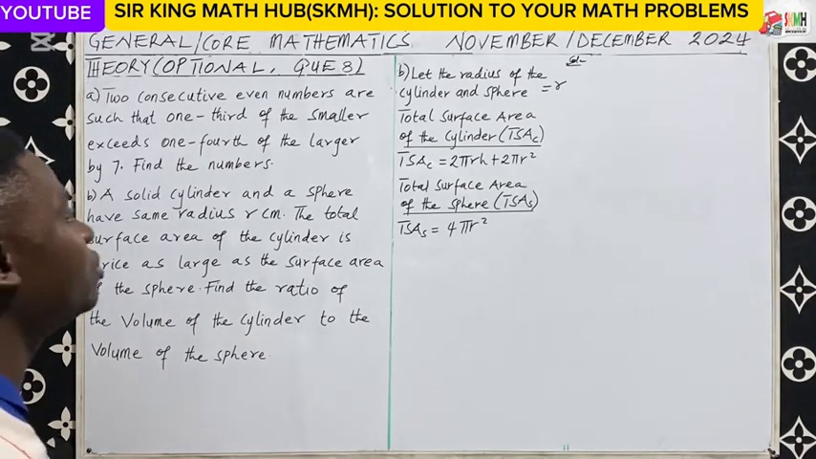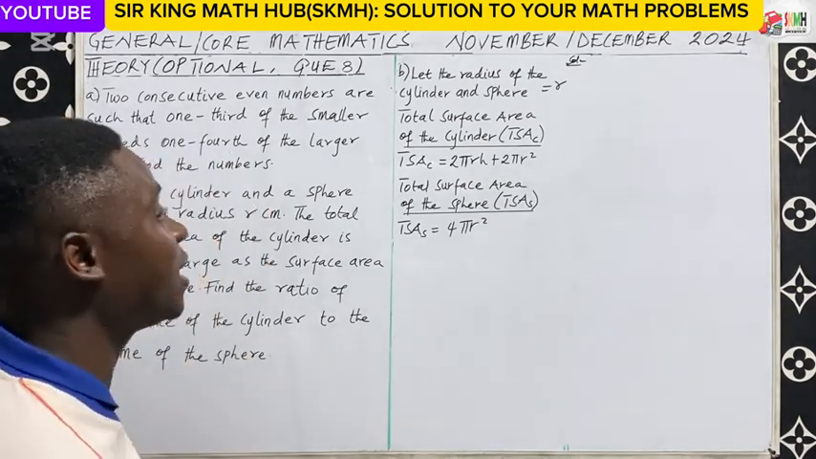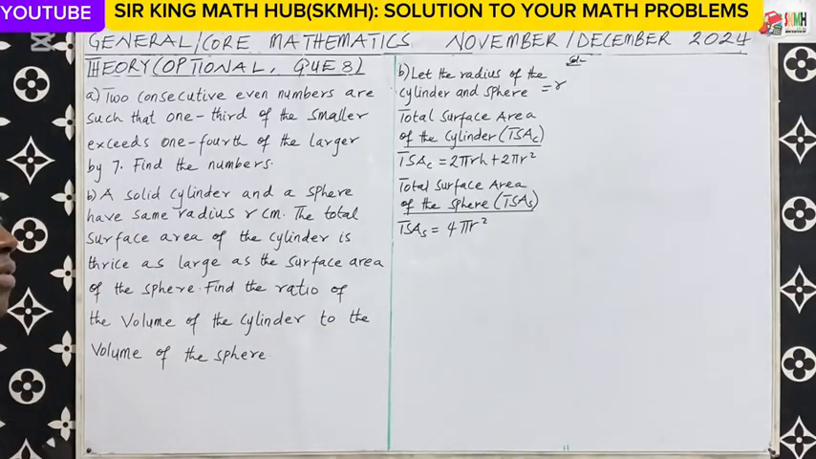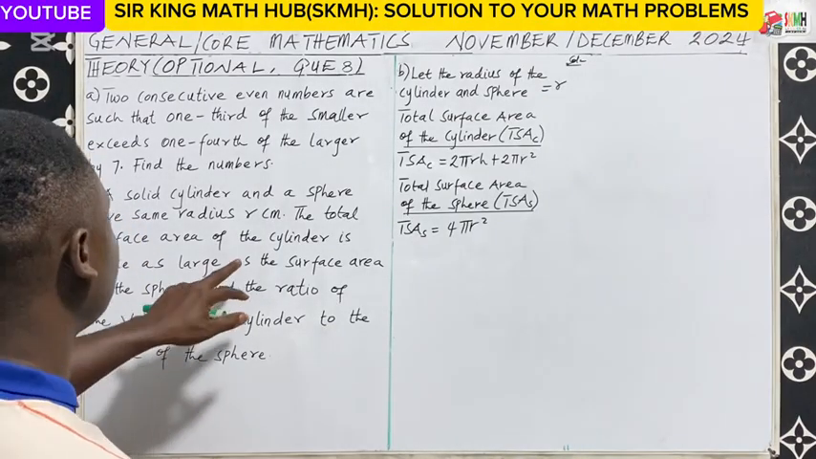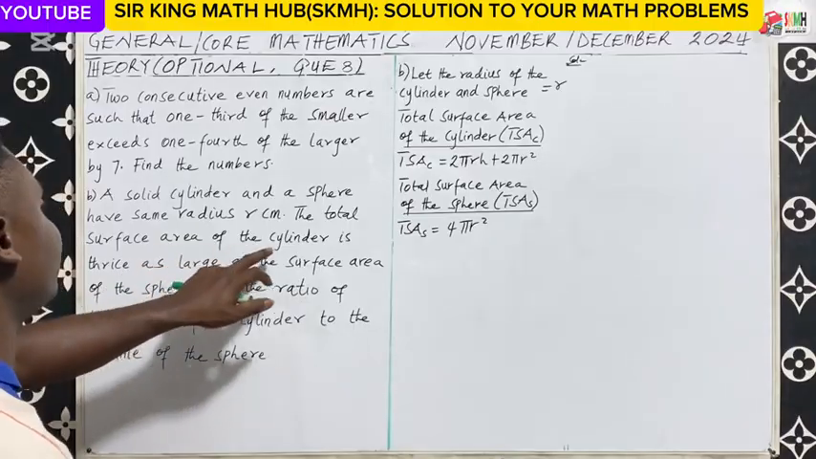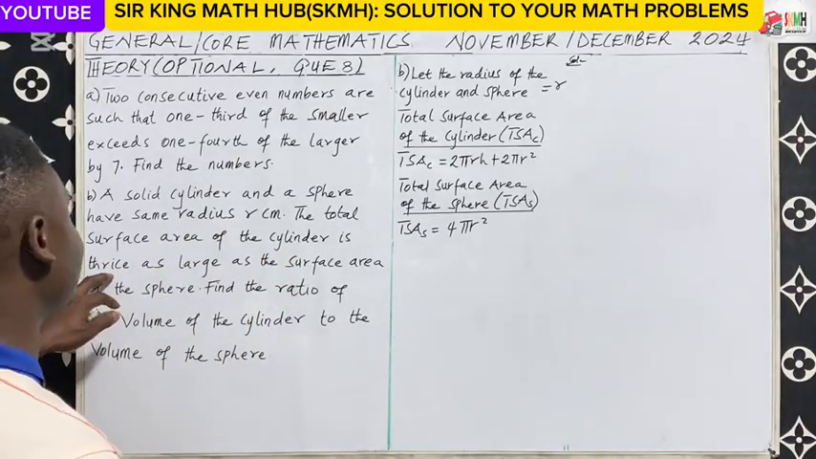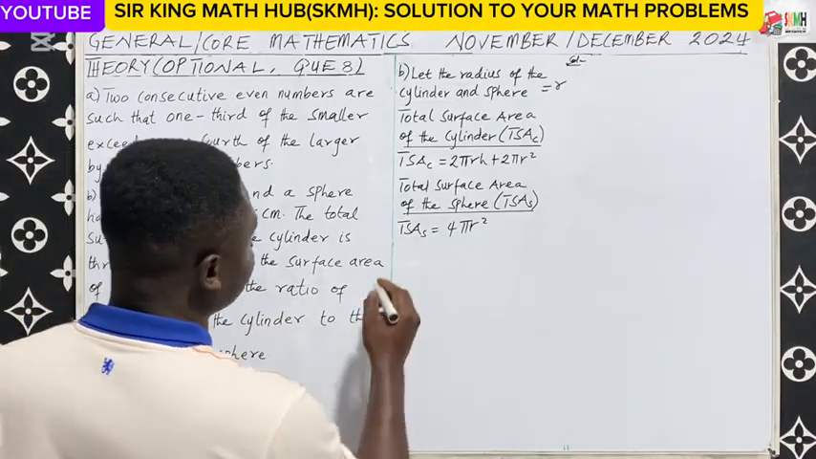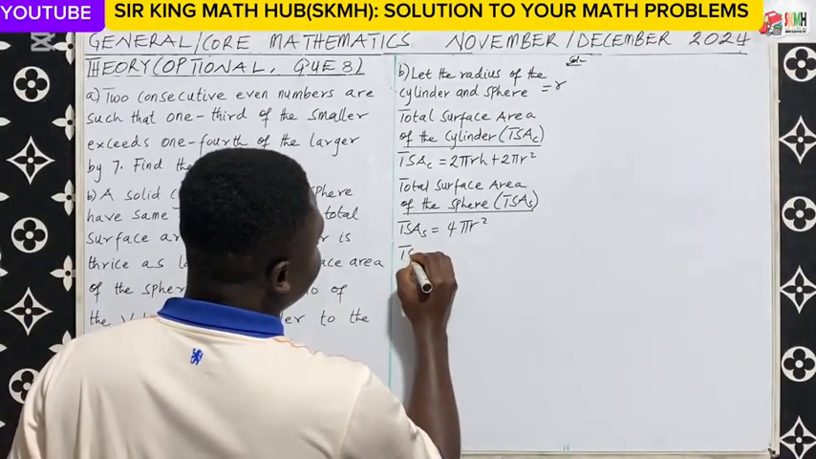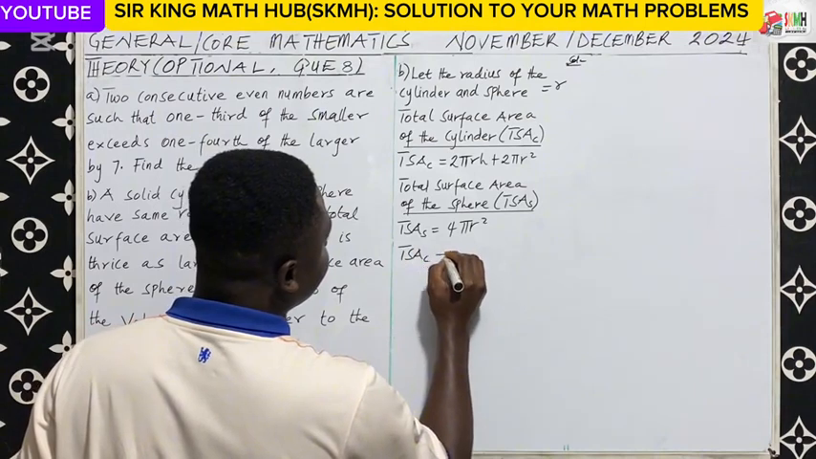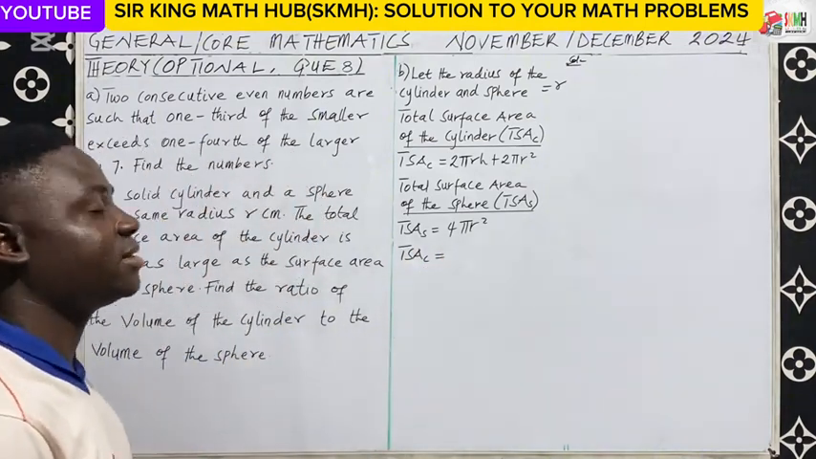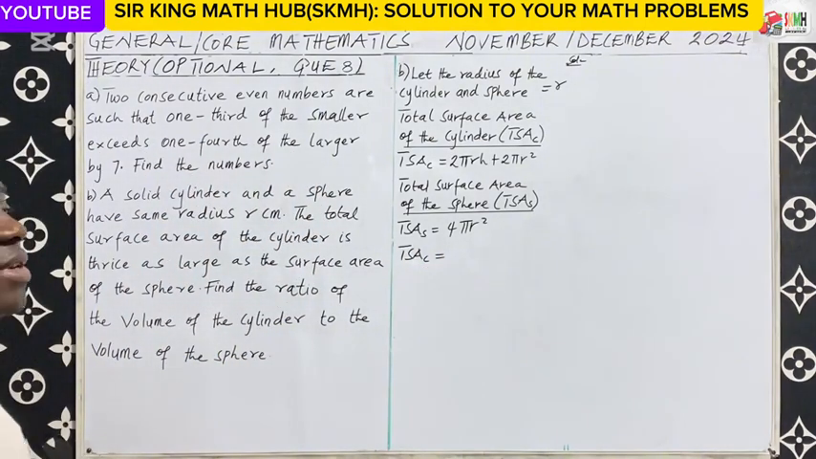Now, what is the relationship between the total surface area of the cylinder and the total surface area of the sphere? We're told that the total surface area of the cylinder is thrice as large as the total surface area of the sphere.